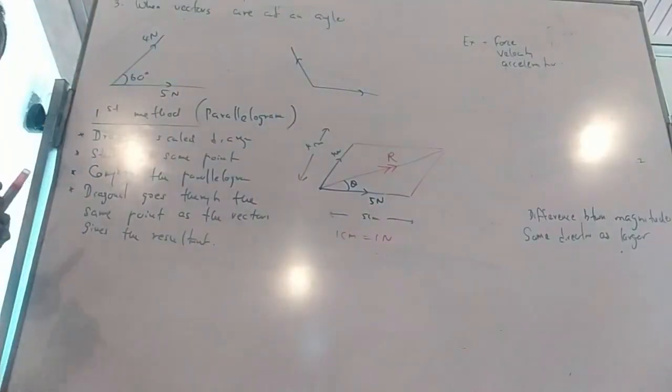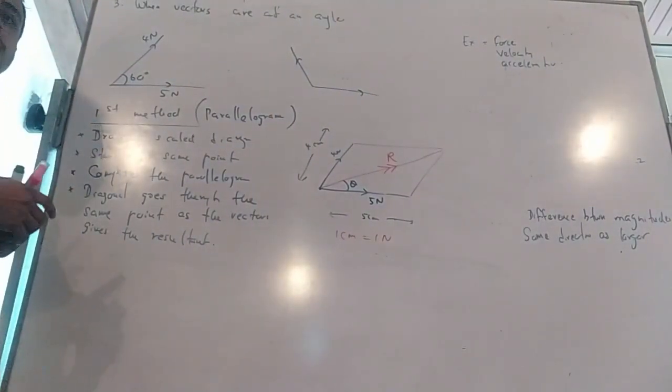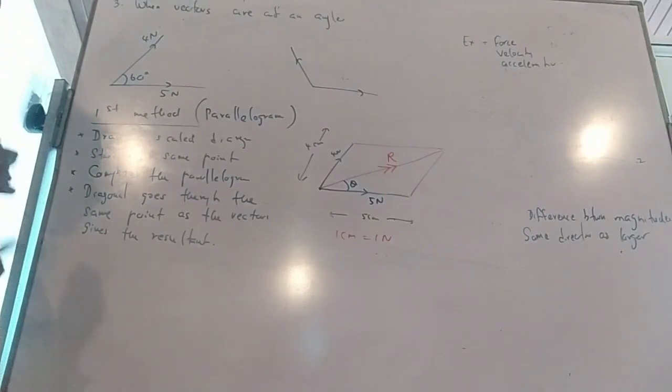But do you have a protractor? At least a set square. Okay. No.